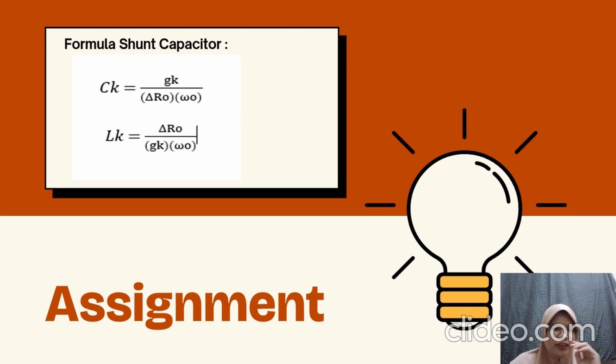Breaking down the second formula, LK is theta times R0 divided by GK times omega 0. LK represents the inductance value for the K stage of the filter. Similar to CK, GK is the K element of the low-pass prototype filter. Theta R0 is again the impedance scaling factor. Omega 0 is the angular resonant or cutoff frequency.